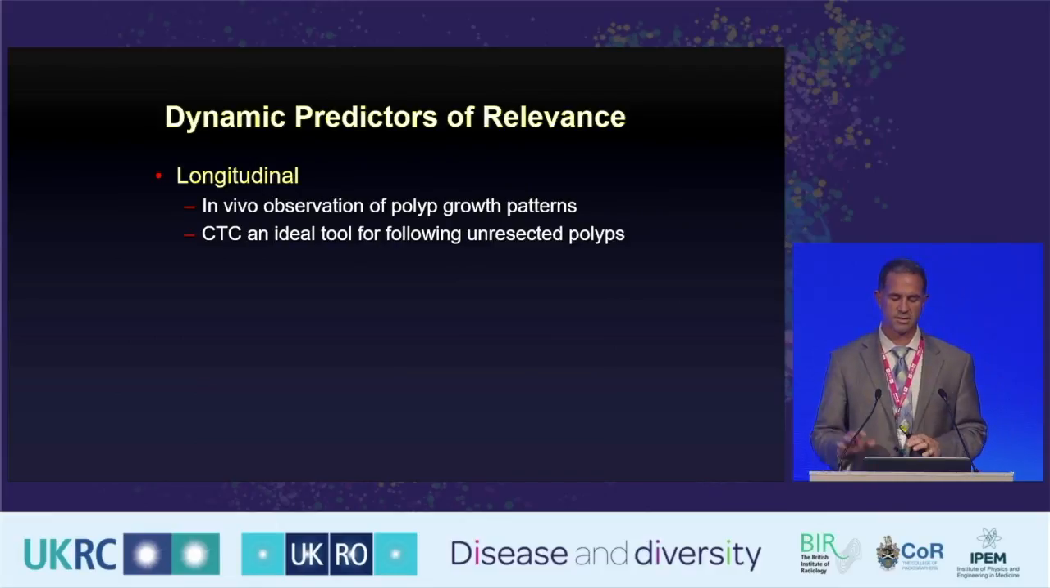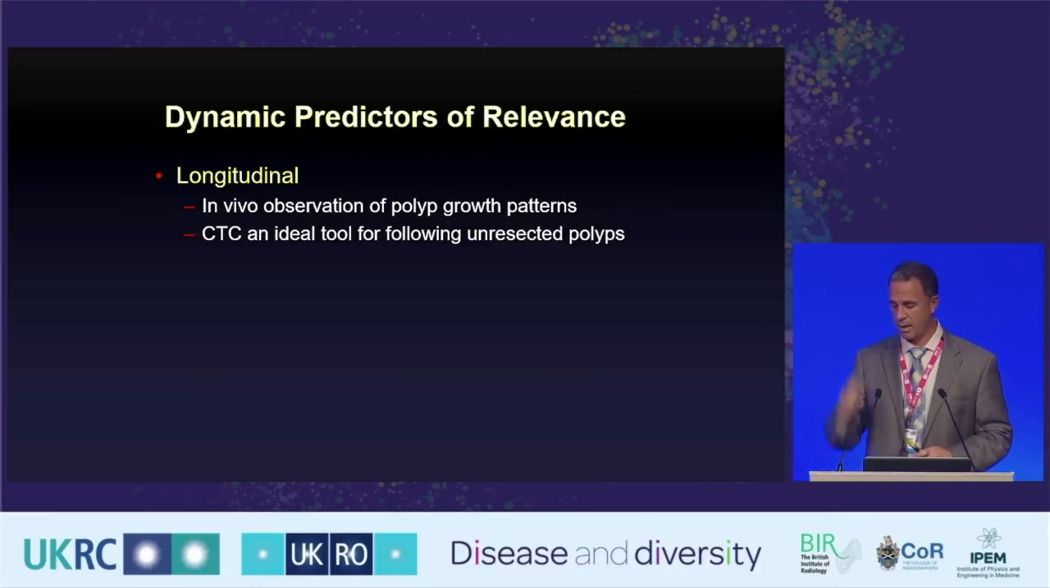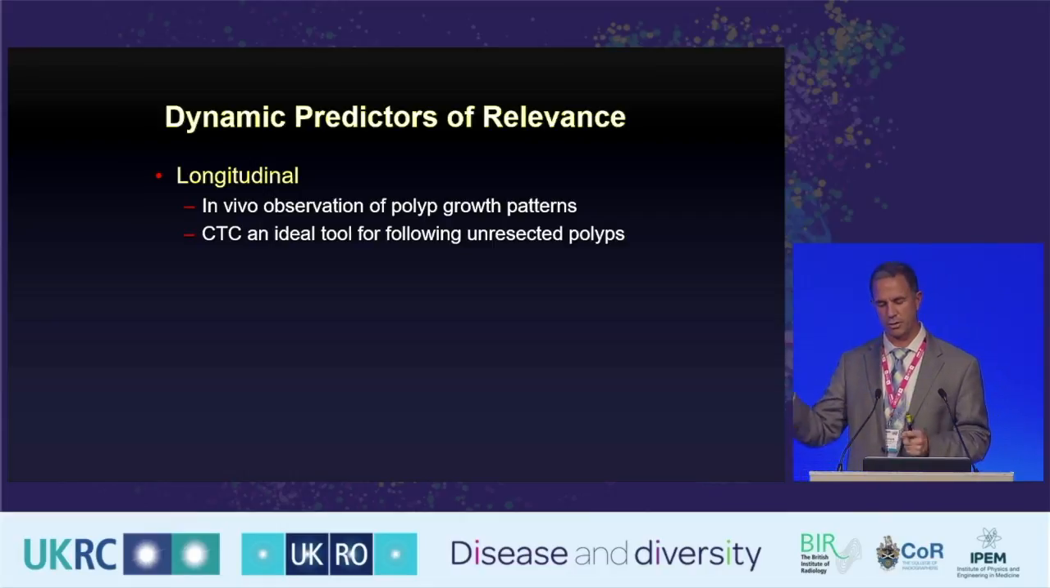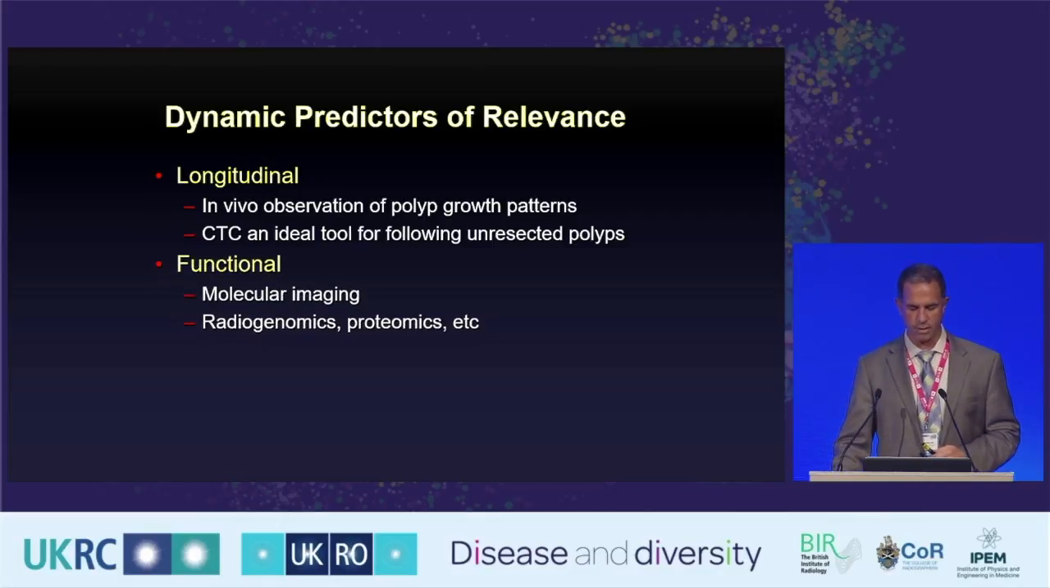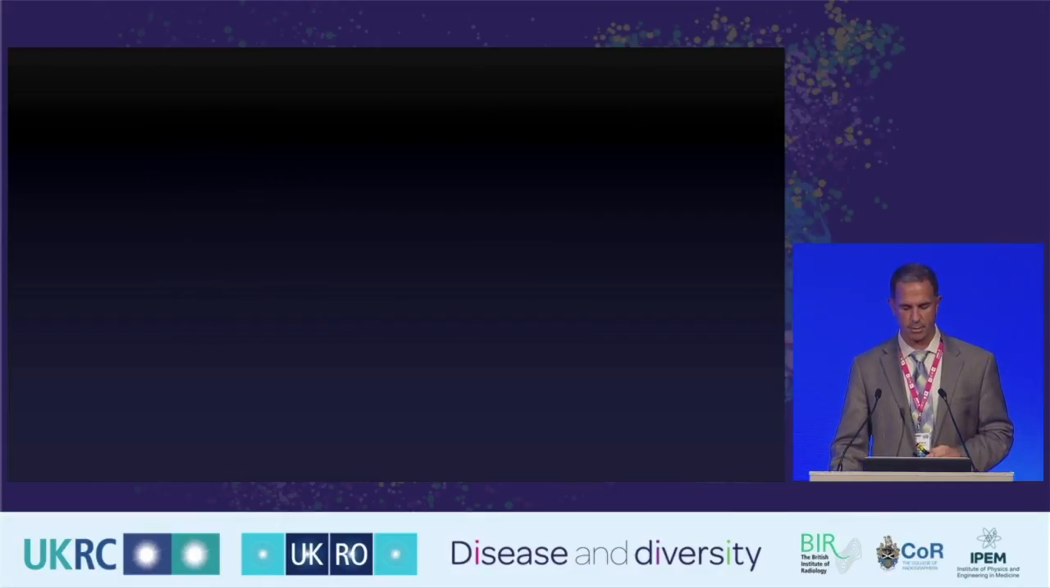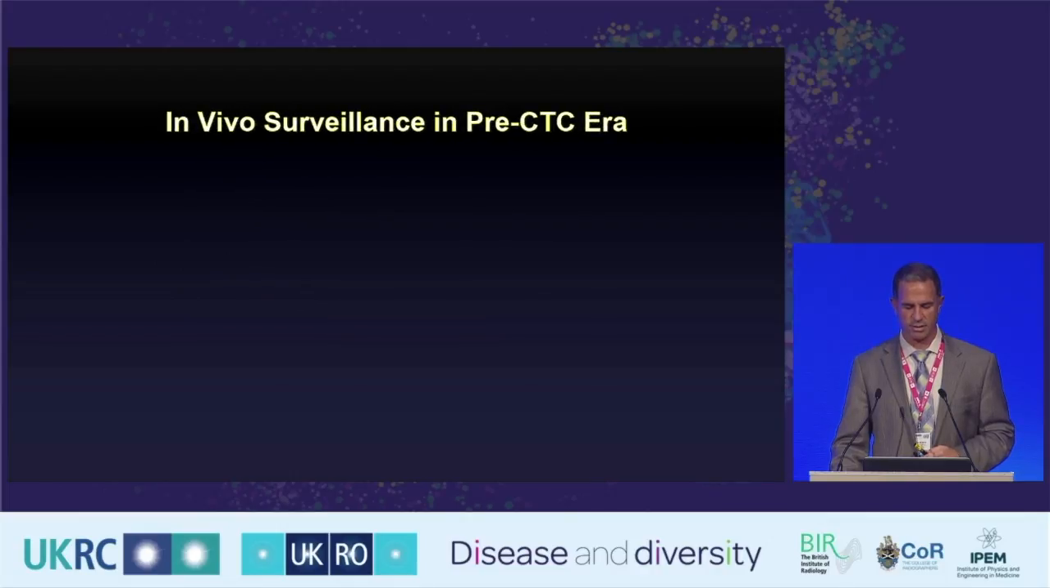CTC is really an ideal tool for this because we can follow these lesions. We have essentially perfect localization between 2 studies in terms of our colon map. And then we also have the ability to do volumetric measurement. I won't get into other potential dynamic predictors and will focus on CTC surveillance.